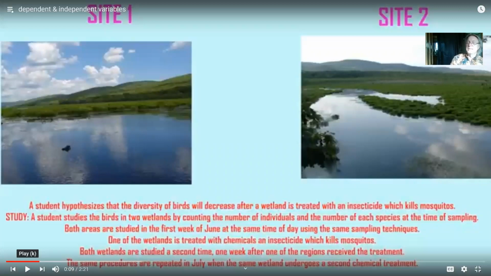One point is that many scientific studies are going to compare two sites. All right. So we're going to compare, say, site 1 to site 2. And so we're going to be looking at the diversity of birds. All right. So here's a wetland. All right. And one wetland is going to be treated with an insecticide which kills mosquitoes. So whoever lives in this area decided that mosquitoes are a pest. You know, here's a pesticide. They say it's safe. All right.